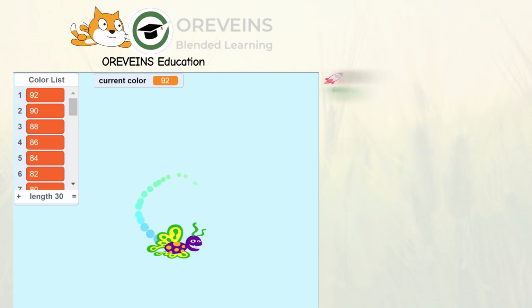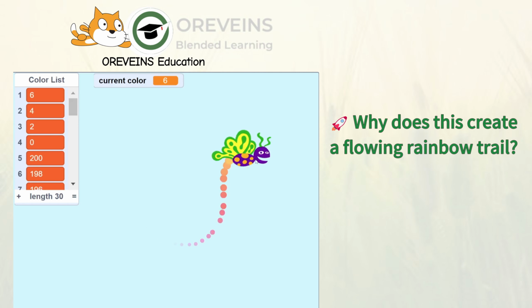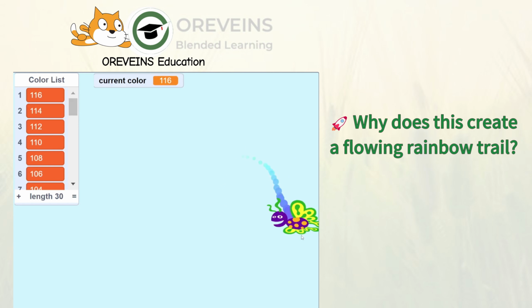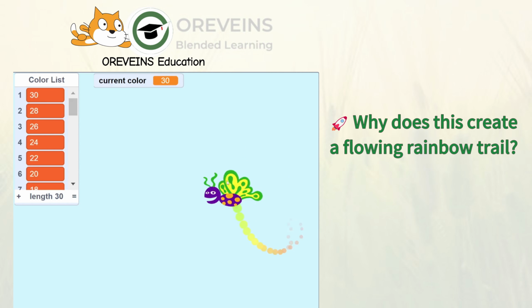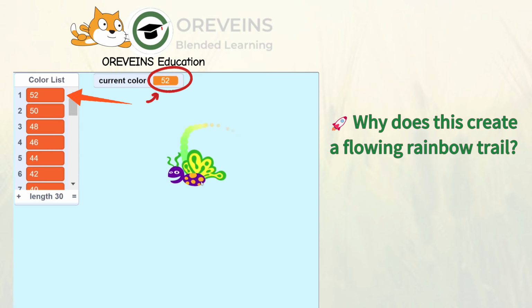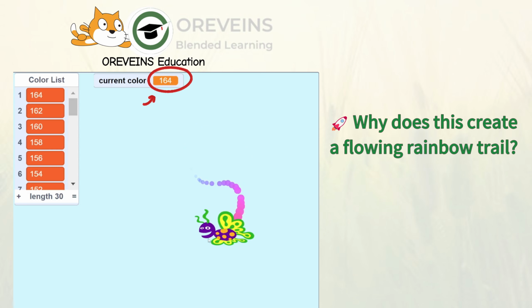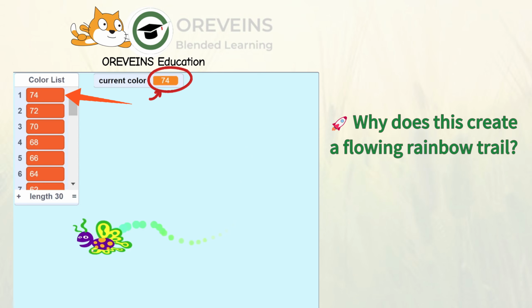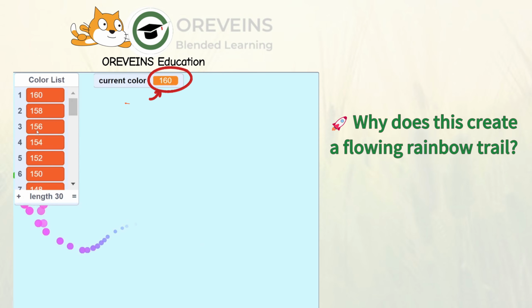Why does this create a flowing rainbow trail? The newest clone, myID equals 1, always shows the latest color, the head of the trail. Older clones, myID equals 15, show colors from 15 frames ago, the tail of the trail. You don't need to move the clones. They stay in place and simply read different positions in the list. This creates the beautiful flowing neon effect.